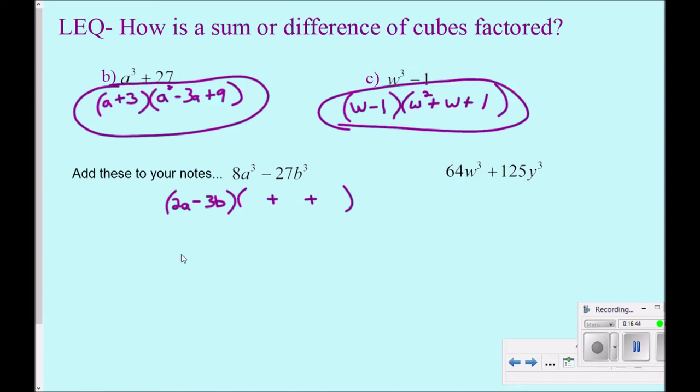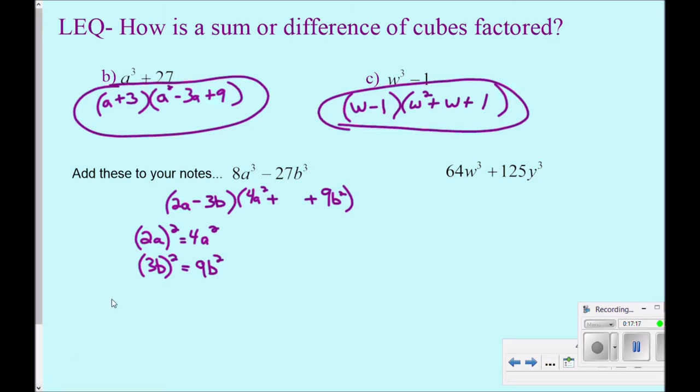Now this is where you have to be careful. When I square the terms of the binomial, I'm squaring the quantity 2a, not just a. So I get 4a squared. Same thing with the 3b. It's the quantity 3b that's being squared, not just b, not just 3. So 3 squared is 9, and b squared is b squared. So 9b squared is the last term of the trinomial.